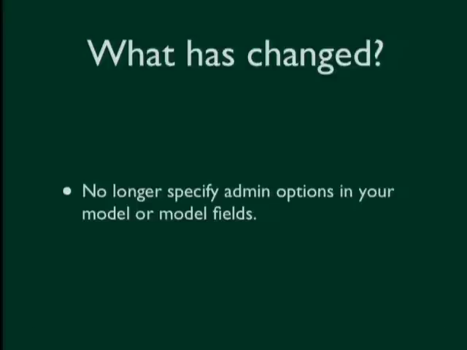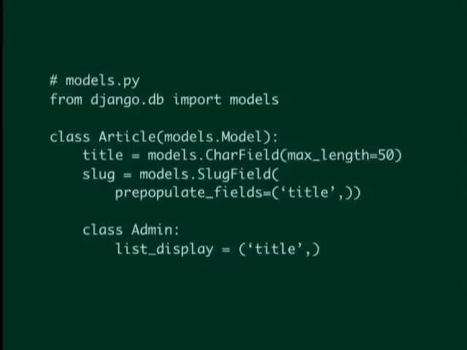Like I was saying earlier, you no longer have to specify your admin options in your model or on the model fields. Here's an example of this. We have this article model with two fields, title and slug. On the slug field, we have prepopulate_from, where we would pass in a tuple of fields that you wanted to pull what was going to be pre-populated into the slug field on the admin. We would do some JavaScript hookups and all that kind of stuff to make that work.